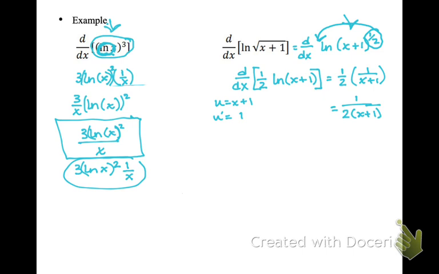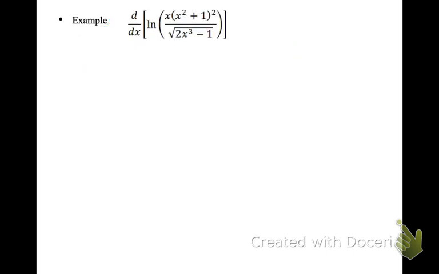Ready for another one? You good, Cal? Okay. d/dx of the natural log of x times x squared plus 1 quantity squared over the square root of the quantity 2x cubed minus 1. No, it's 2x cubed minus 1. What did I say? 3?